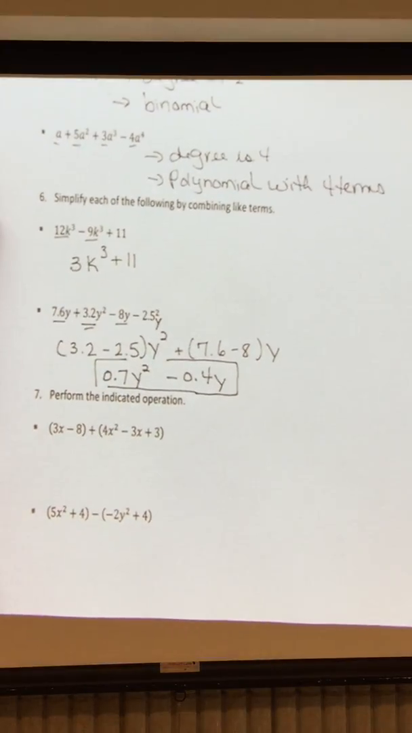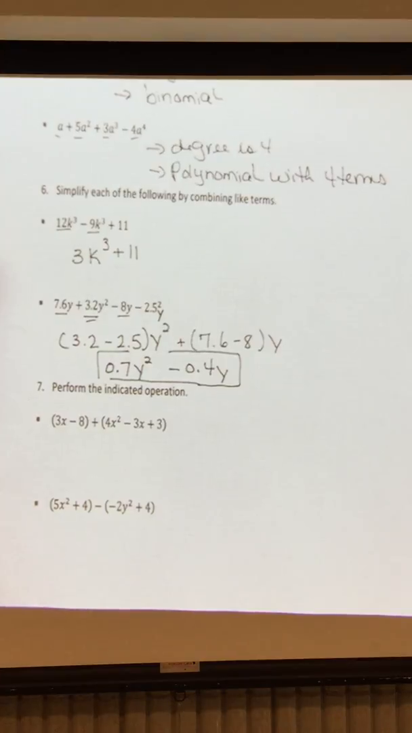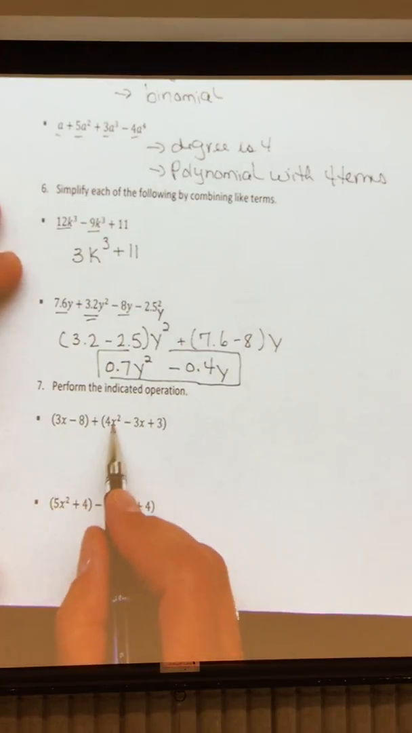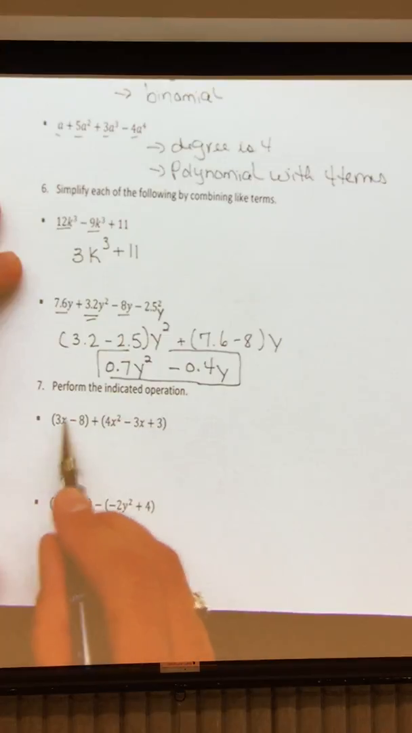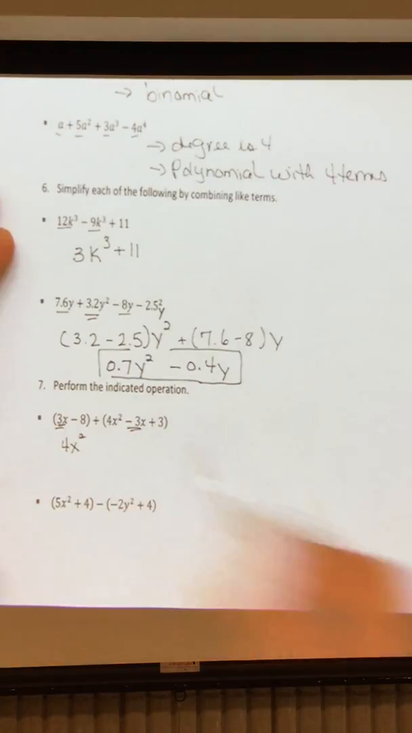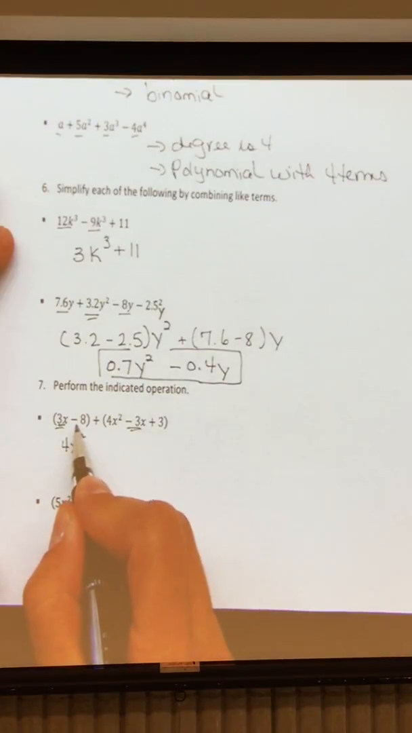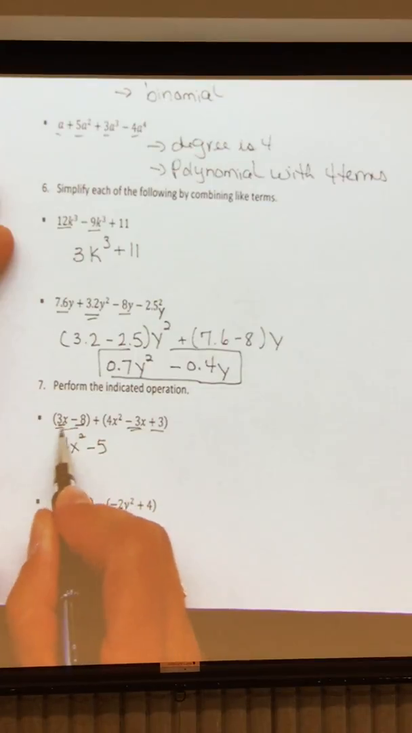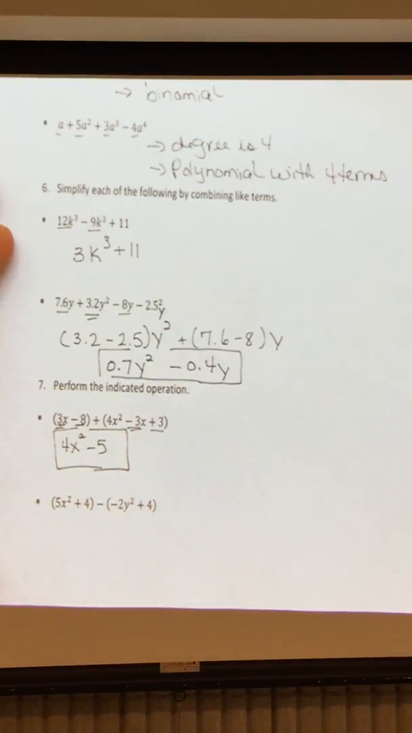And for number 7, you want to add and subtract our polynomials. Again, you want to look at the same degrees. So here you want to add these 2 polynomials. 4x squared is in the second polynomial, but you don't have an x squared in the first polynomial, so we just keep it. We can't combine it. So we leave it as 4x squared. Now you have 3x minus 3x, which cancels. And then you're left with negative 8 plus 3. Negative 8 plus 3 is negative 5. And that is our answer, 4x squared minus 5.